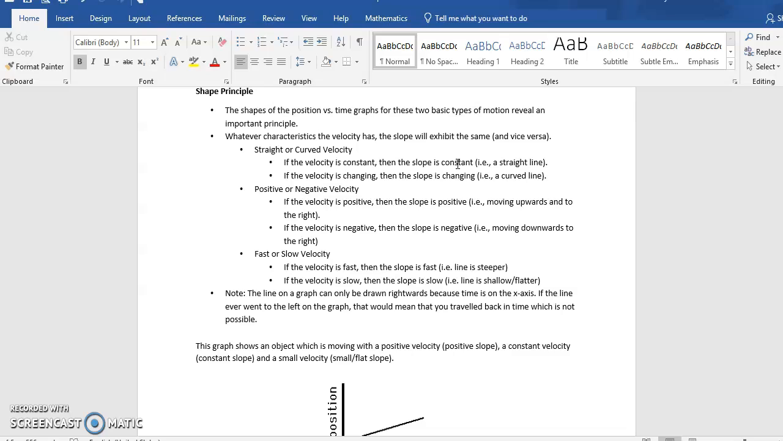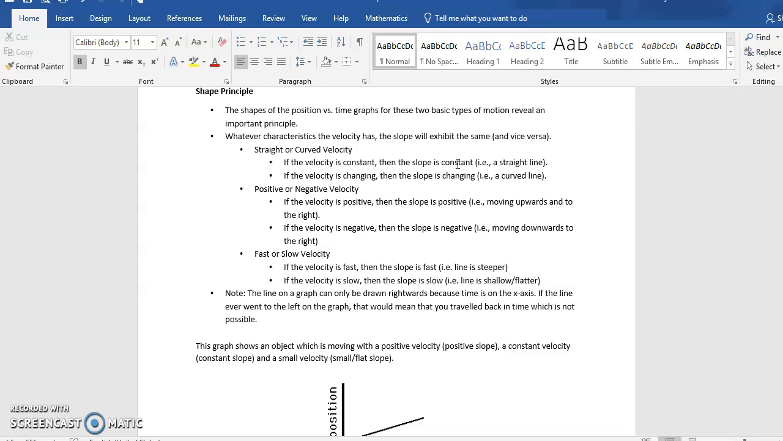So we're just going to look at the shape principle. This is a lot of writing, just so that you have all these notes. So it says the shapes of position versus time graphs for two basic types of motion reveal an important principle. So we're going to look at whatever characteristic the velocity has, the slope will exhibit the same. So whatever our velocity is, that is what our slope will be doing on a graph.